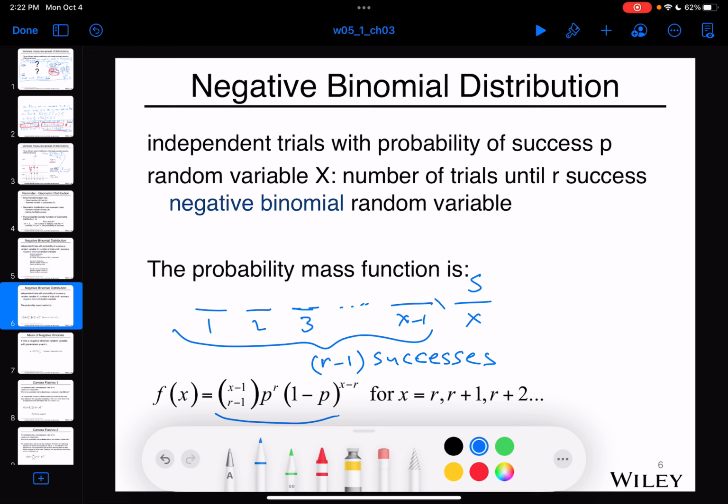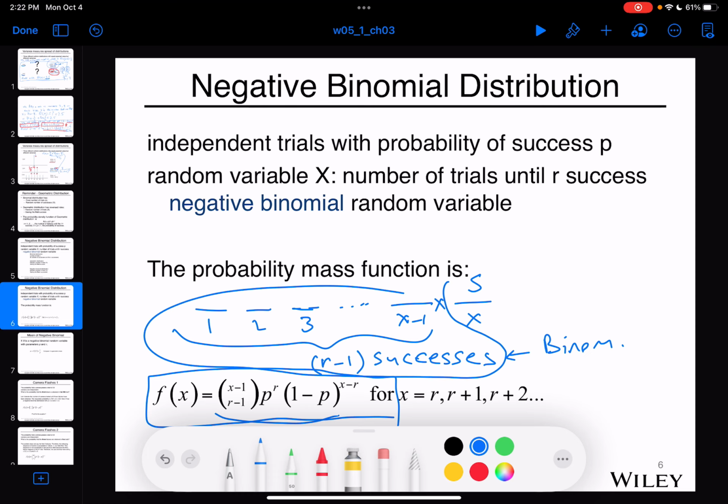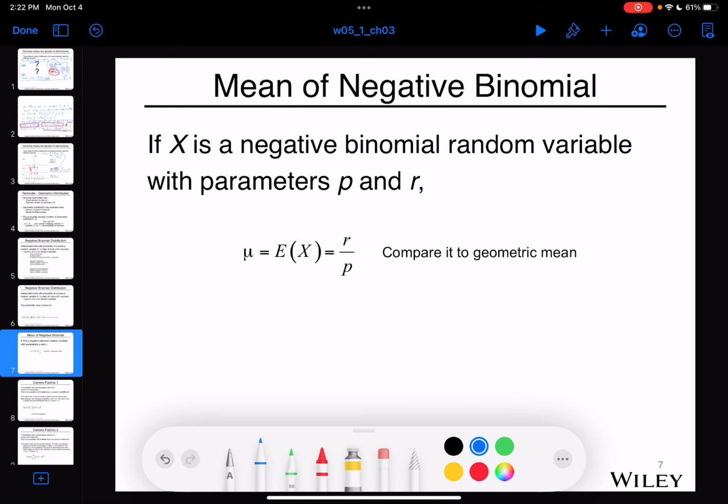And you multiply the 2 probabilities by each other, right? So this is binomial. The proof is not part of this course, but I really encourage you to try to think why this equation is correct, right? This is in fact very similar to the binomial equation. It's because these r minus 1 trials at the beginning are binomial.